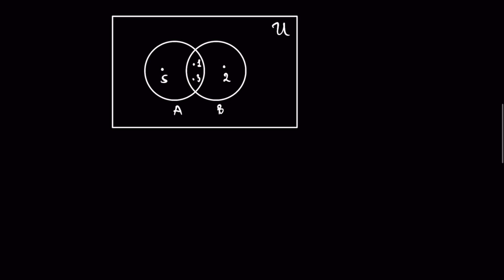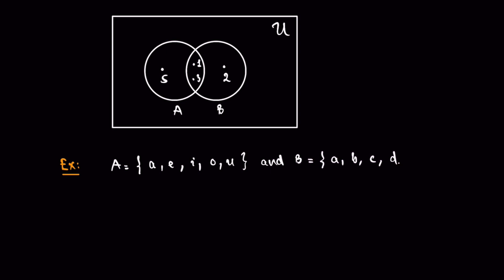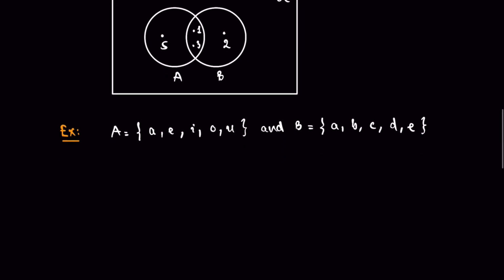So another example is that I have a set A of all the English vowels, including A, E, I, O, U, and the set B consists of the elements A, B, C, D, E. Now the union set of A and B is going to be: A is in the set A, and A is also in the set B, so you count it toward the union set.